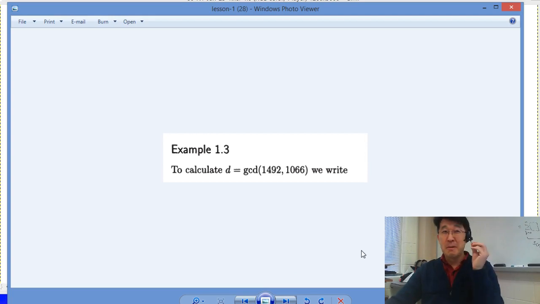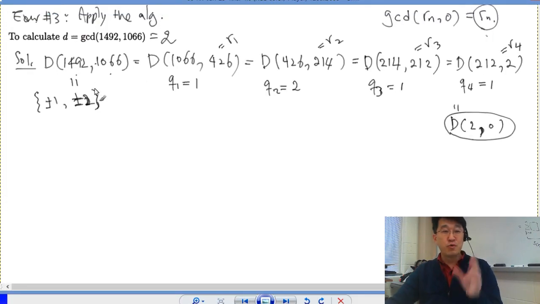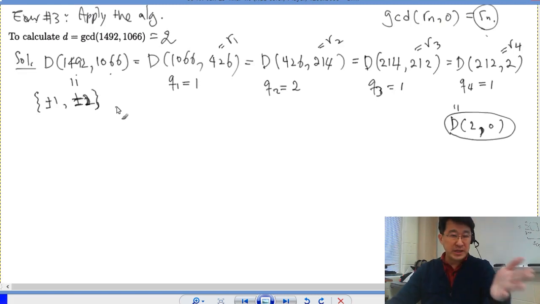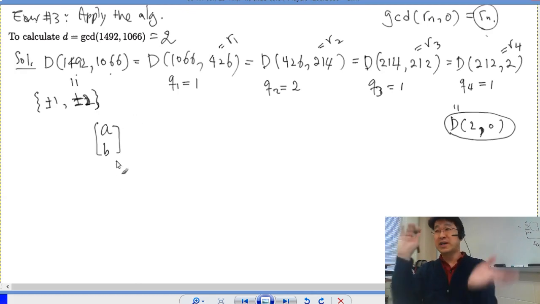Next one is called the matrix version of Euclid's algorithm. Ready for that? This is a really fun part. Rather than writing down 1492 and 1066, I'm just going to abbreviate them as A and B. Is that okay? Turn that into a column vector. Who dislikes column vectors? I like column vectors. This is a wonderful thing.